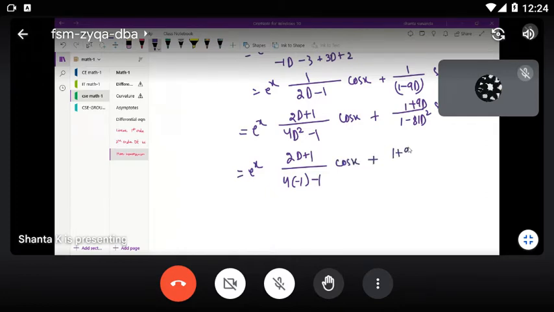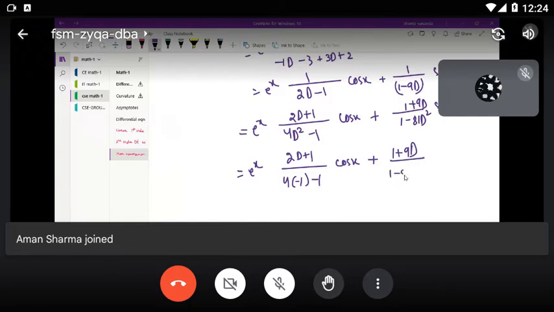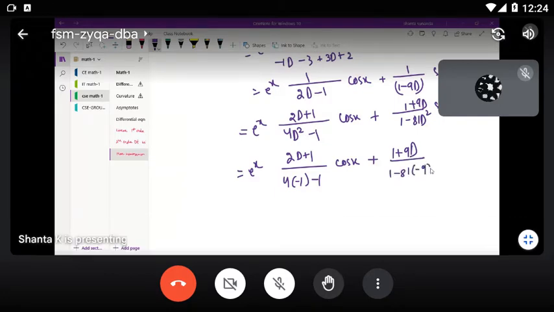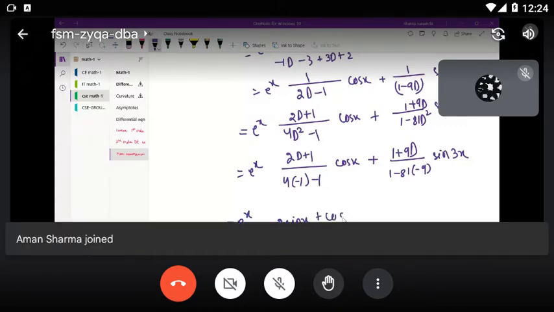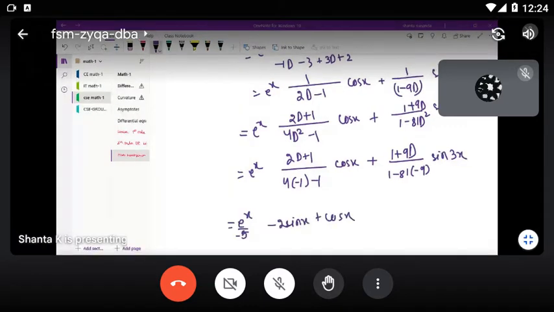Got it. Then 1 plus 9D, 1 minus 81. So here you have 3, so minus a square, 3 square is 9, sine 3x. Got it? So this is minus 4 minus 5, you can make it minus 5. So 2D plus 1. Now if you apply it on cos x, 2 into differentiation, d by dx of cos x, so d by dx of cos x is minus 2 sine x plus cos x. The 1 is cos x, we multiply. Is it okay?